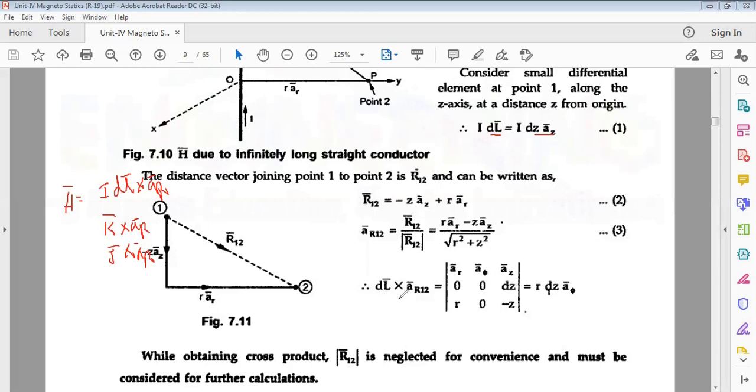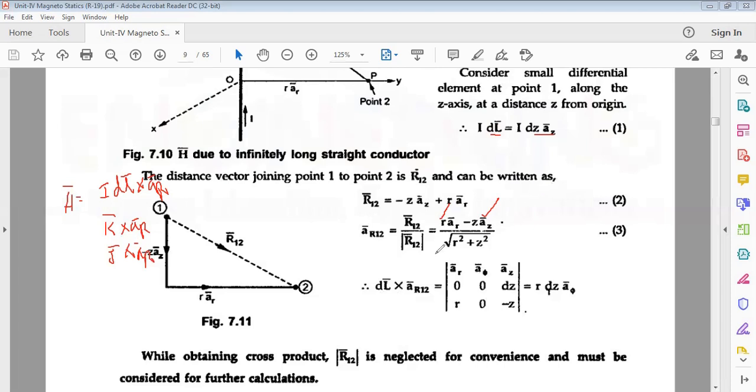dL bar is equal to the base vector. Here, the two components are there: one is the AR bar component and another one is the AZ bar component. There is no Aφ component in AR12 bar. So here in AR bar, the R component has no Aφ component, it is 0. And for AZ bar, the coefficient is minus Z, you can take the Z.